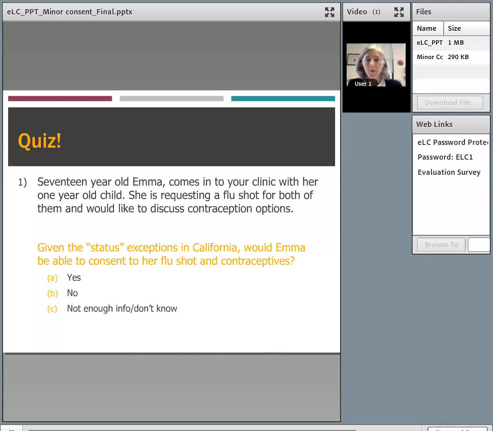In some states, being a parent or being pregnant might emancipate someone. That is not the case in California, and there's some misinformation out there about that.